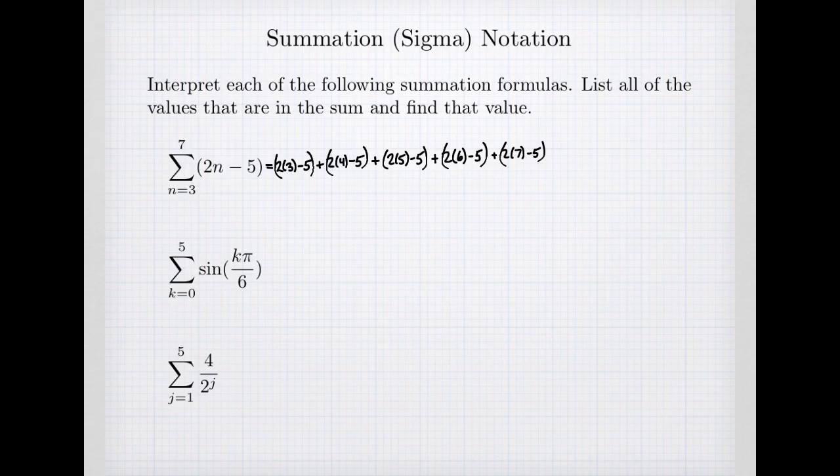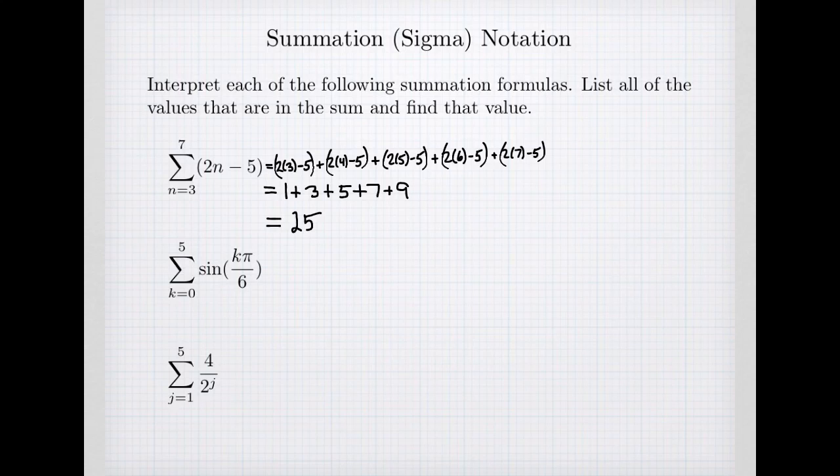And so I calculate those values and get 1, 3, 5, 7, and 9. I add them all up and get a total of 25. That's the first sum. For our second summation, I have an index of k. I'm going to count starting with the value 0, ending at the value 5, where I use the formula sine of k pi over 6, and there's my index k.